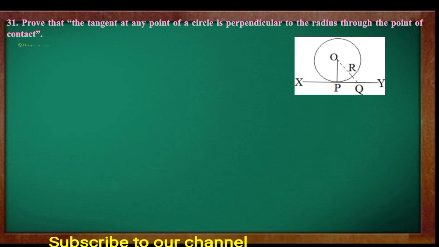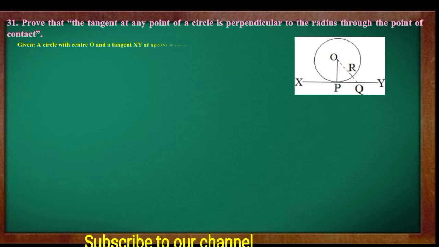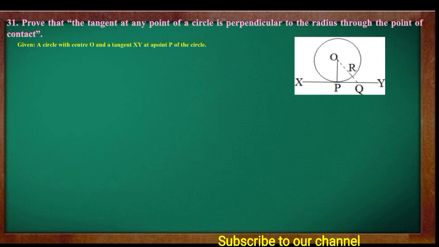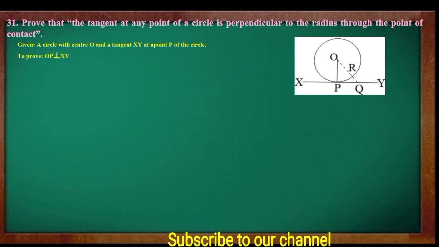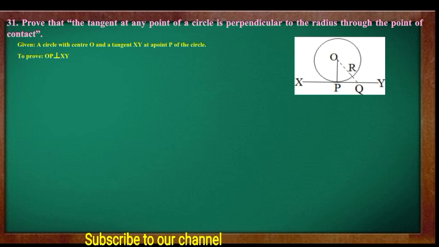Here is the figure we have to draw. The figure is compulsory. Given a circle with center O and tangent XY at a point P of the circle. To prove OP is perpendicular to XY, we need to do a construction.